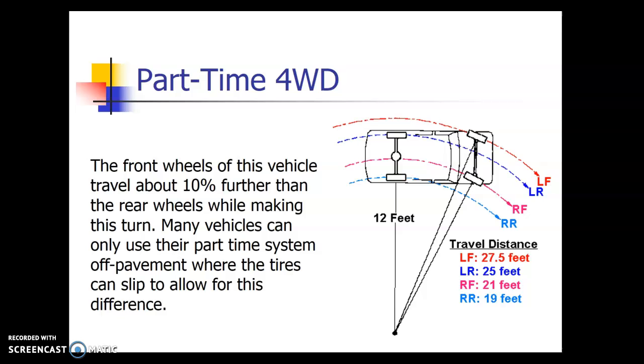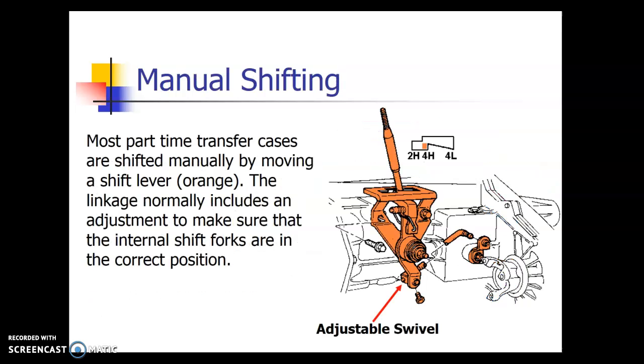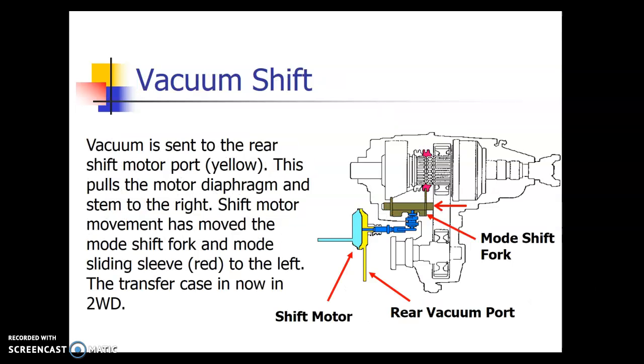They can be put into four-wheel drive via different ways. One is manual shifting. So you have a lever inside the cab. You move this linkage and it's going to shift that transfer case's internal forks into the correct position to give you four-wheel drive. You can have vacuum shifting. So you push a button inside the cabin. That turns on a solenoid that redirects vacuum to a little servo motor right here. And then that moves those shift forks via a vacuum plunger instead of your linkage.